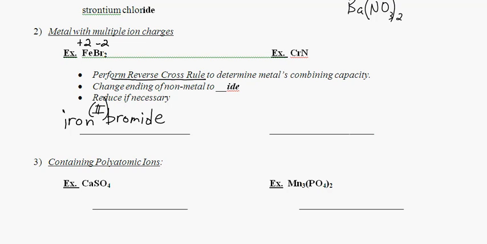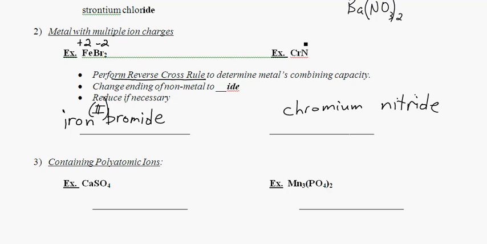Looking at the next example, CrN, okay, so chromium and nitride. So chromium nitride, and then, you know, some students would leave it like this, but you have to remember to check and see if the metal is a multivalent metal, and chromium is. So we have to use Roman numerals.